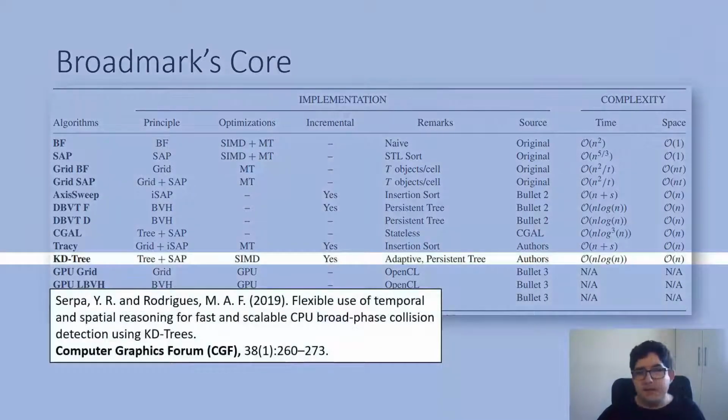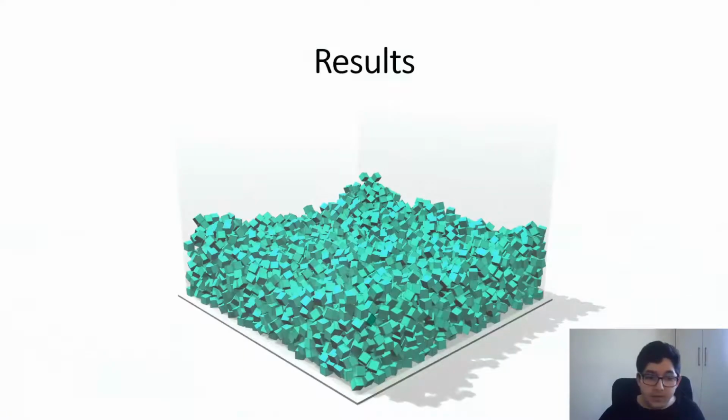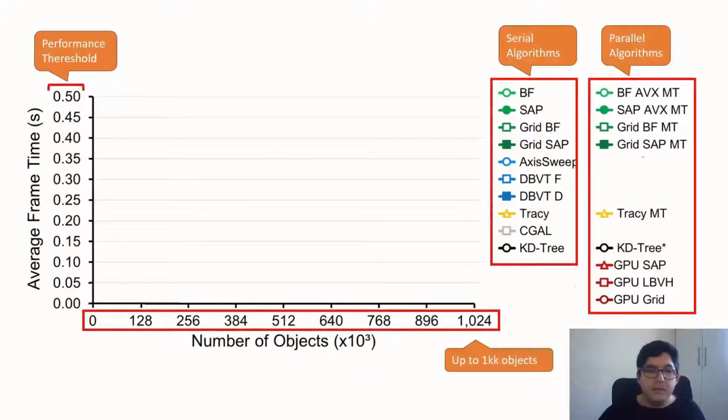So this KD3 implementation is based on that idea I've spoken about before of having a KD3 and the sweep and prune, and was also published in Computer Graphics Forum. So talking a little bit about results, here is more or less how I'm going to present them. We are capping the results to half a second, stretching our analysis to 1 million objects, and we are going to see serial algorithms first, then parallel algorithms.